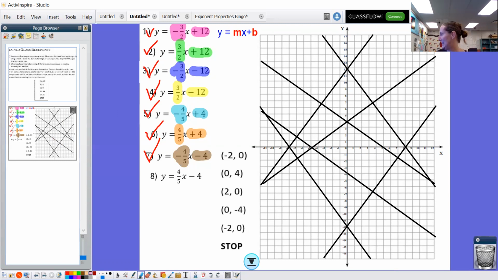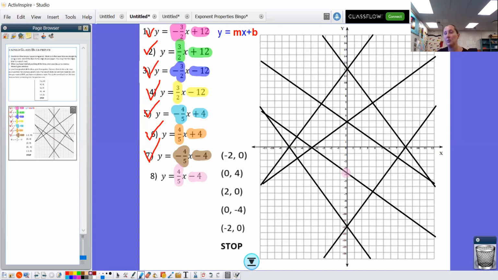How about pink? All right, so what's our y-intercept? You know this. -4. Okay, what's our slope? 4/5. Is our slope positive or negative? Our slope is positive. Okay, so y-intercept, -4.